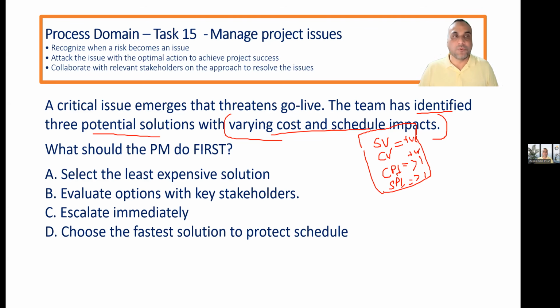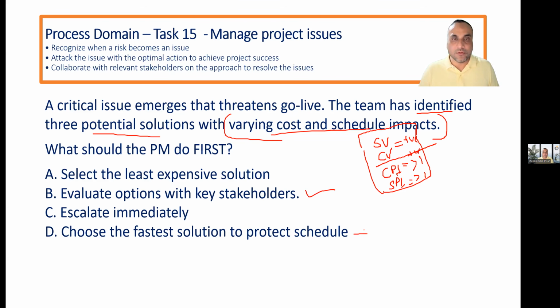So what should the PM do first? Select the least expensive solution, evaluate options with key stakeholders, escalate immediately, choose the fastest solution to protect the schedule. So schedule variance and cost variance should be positive values. CPI and SPI should be greater than 1. So yes, the correct answer is B.